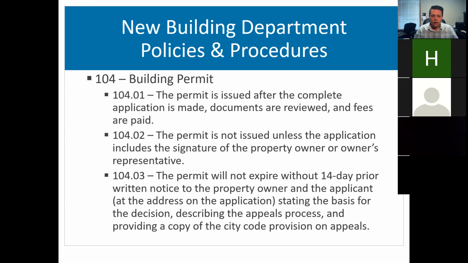So the building permit, under section 104, has to be issued after everything's been reviewed, everything's been turned in. We have to get the signature of the property owner or their representative. And the policy also makes clear, again, like the injunction requires, that owners get a 14-day notice before anything is revised.